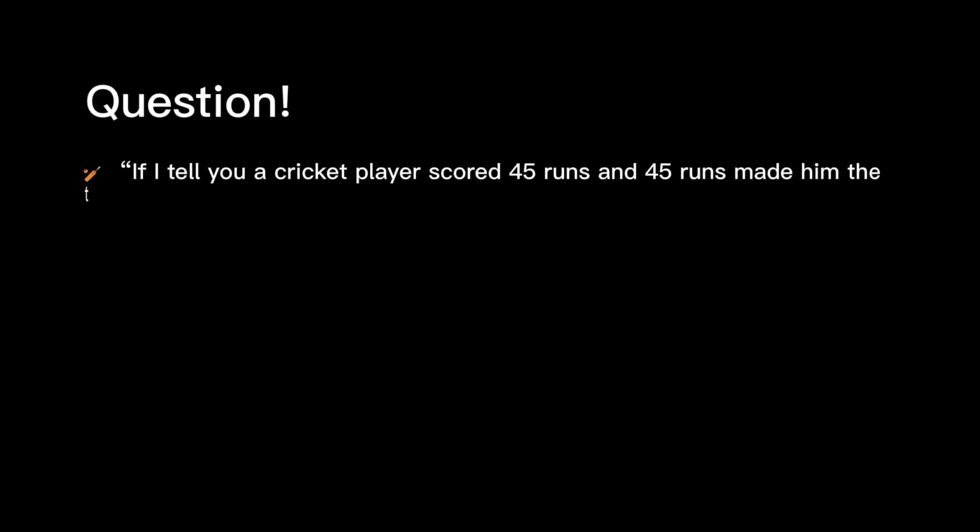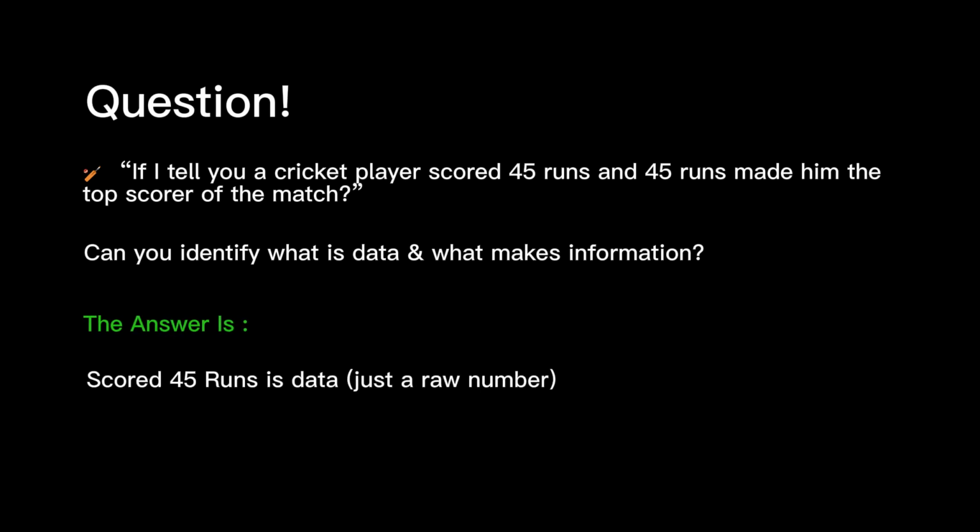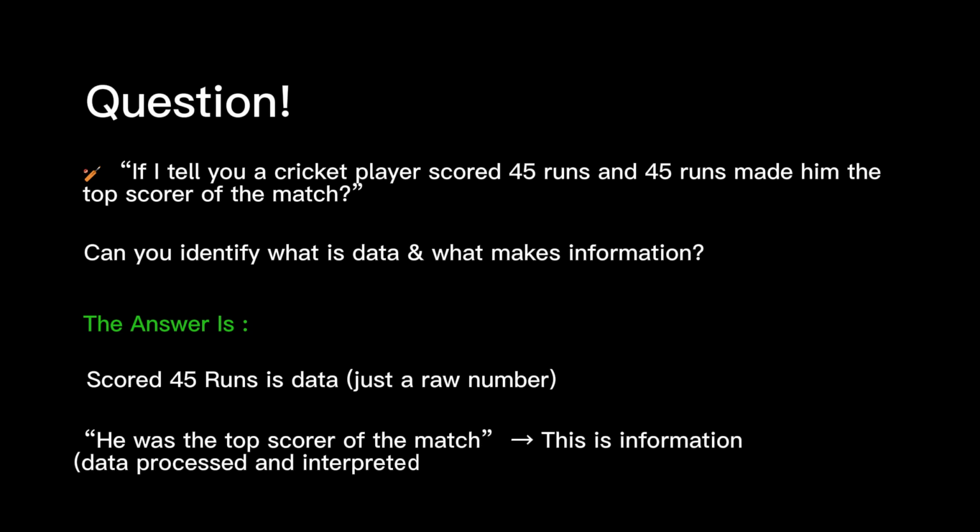Alright, another question. If I tell you a cricket player scored 45 runs and 45 runs made him the top scorer of the match, can you identify what is data and what makes information? So the answer is, scored 45 runs is data, which is just a raw number. So since he scored 45 runs, he was the top scorer of the match. This is information, data processed and interpreted in context.